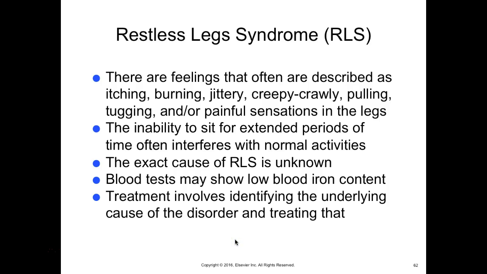Restless leg syndrome. There are feelings often described as an itching, burning, jittery, or creepy crawly feeling, pulling or tugging feeling, and or painless sensations in the legs. There is an inability to sit for extended periods of time. This also occurs at night when people are trying to fall asleep and they feel like they have to continue to move their legs. The exact cause of restless leg syndrome is unknown, and a blood test may show low blood iron content. Treatment involves identifying the underlying cause of the disorder and treating that.